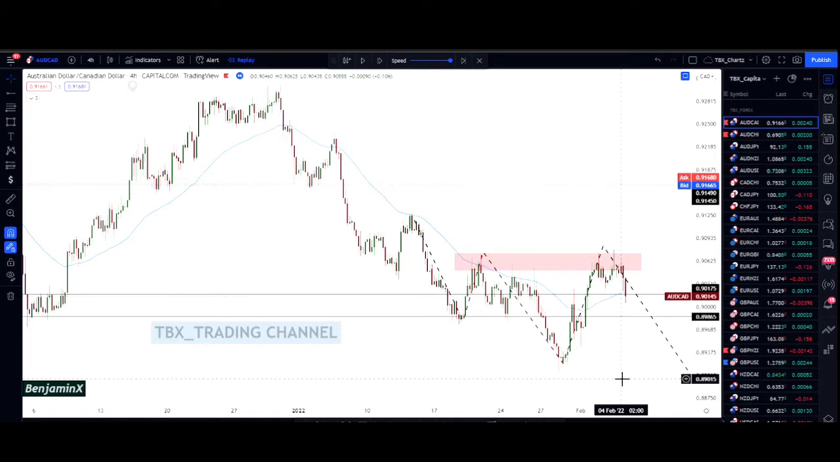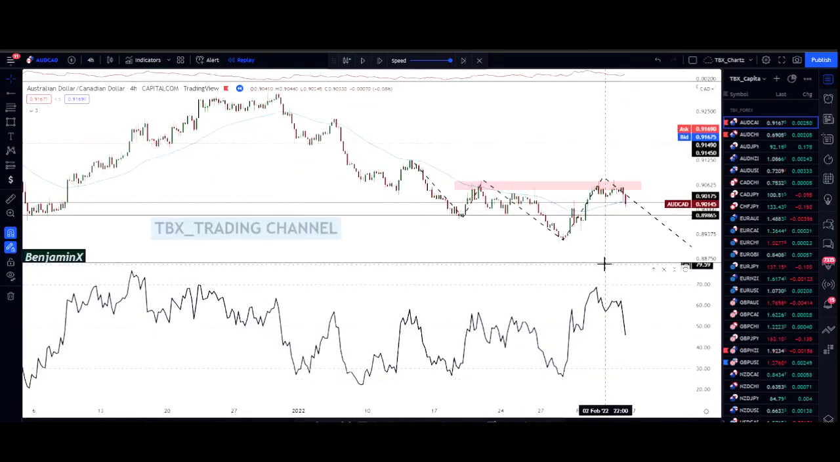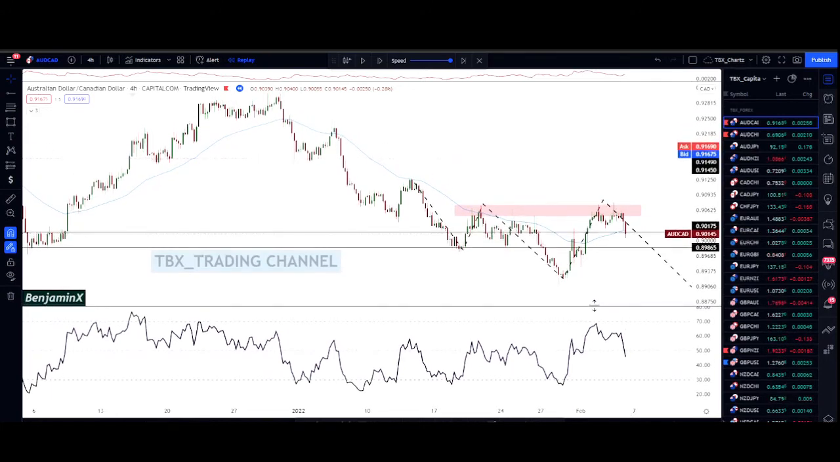So how are you going to confirm that? You're going to need the divergence. So let's check out the divergence. Personally, I use the RSI as my divergence.